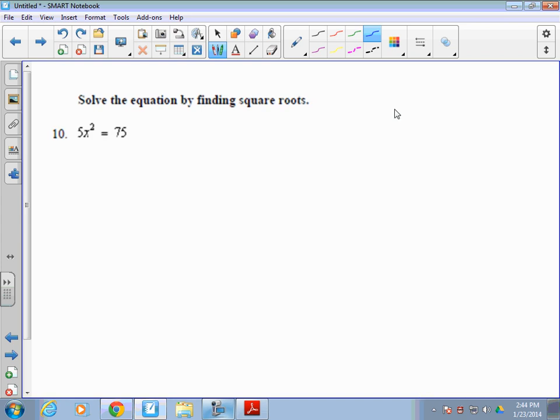Number 10 says solve the equation by finding square roots. This one's a little bit easier. Before we get rid of squaring something, divide by 5. Do it here as well. X squared equals 15. So in order to get rid of squaring something, take the square root of it. Do it here as well. X equals the square root of 15.